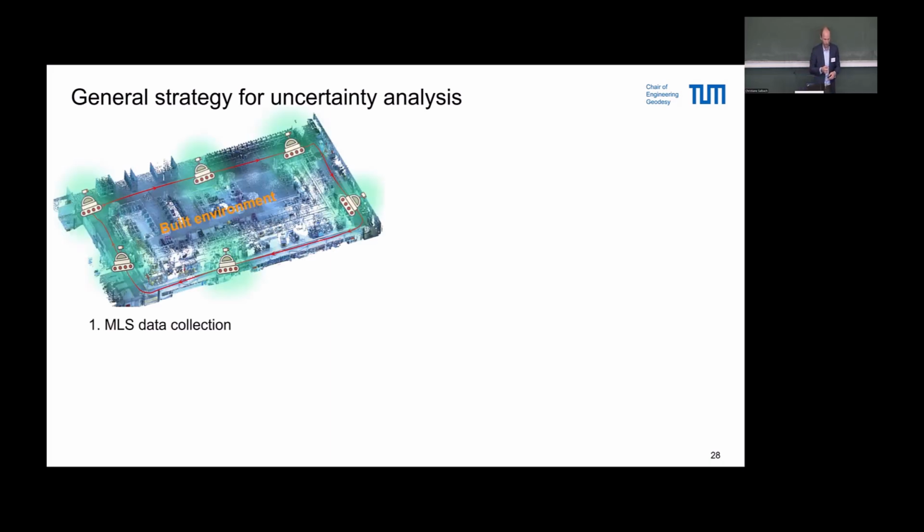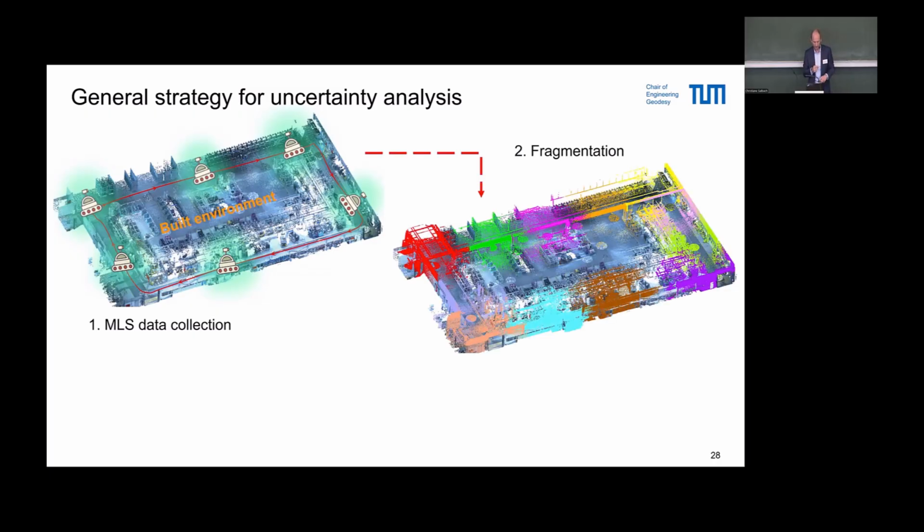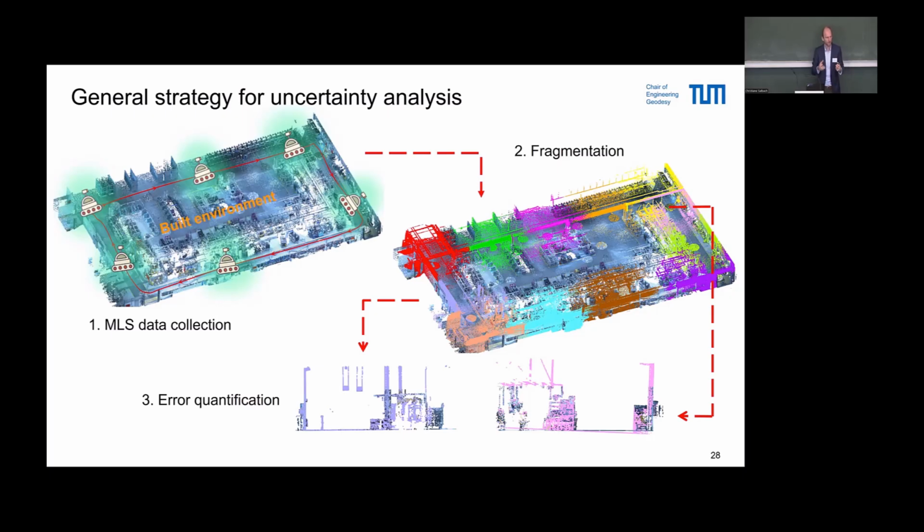We say, okay, we have the data that we collected, and we need to somehow fragment this data. We need to bring this into small planar parts. And then those parts that we fragment, we need to consider individually. And in this analysis, we just wanted to find out, okay, how accurate is this data? So we developed a strategy to quantify the uncertainty of mobile mapping data. And this we later use for the city, as I will show in the second aspect.